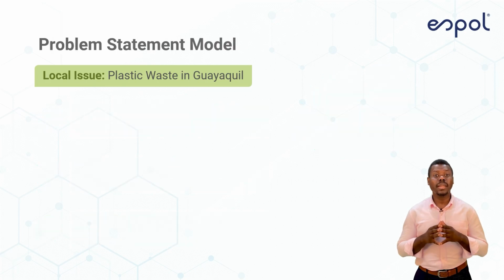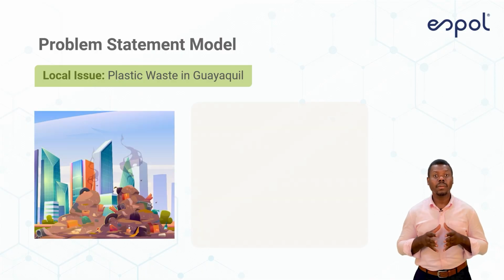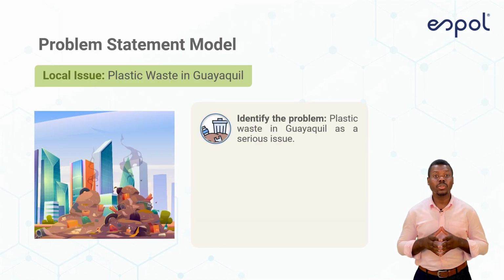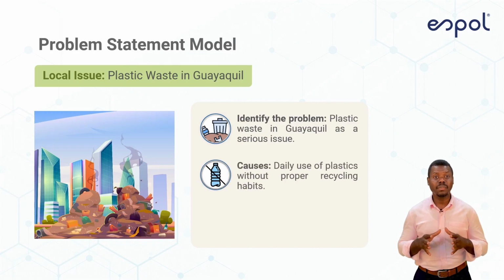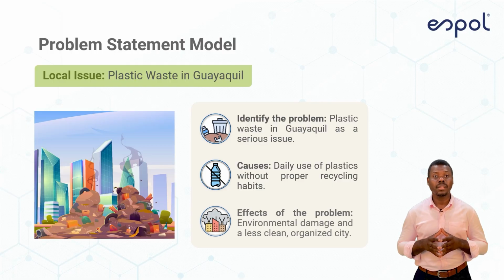The problem statement names the issue directly and explains it clearly. In this example, plastic waste in Guayaquil is described as a serious local problem. The speaker explains that many people use plastic bags, bottles, and containers every day, but not all of this waste is recycled correctly. Then, the speaker shows the effect. Pollution damages the environment and makes the city look less clean and organized.